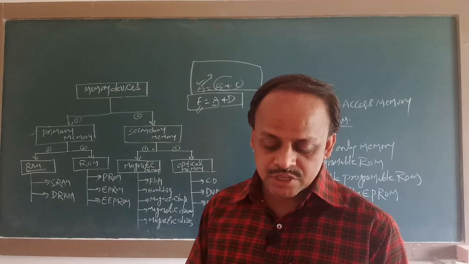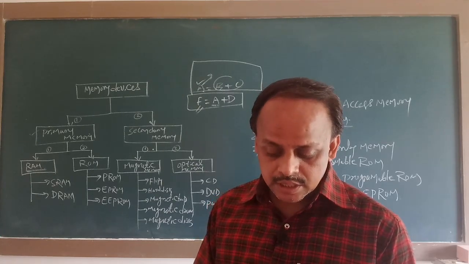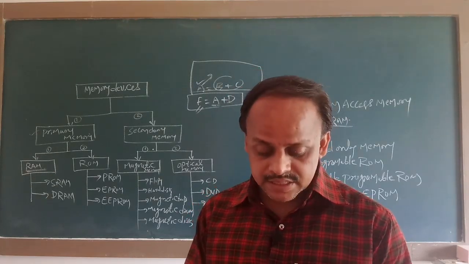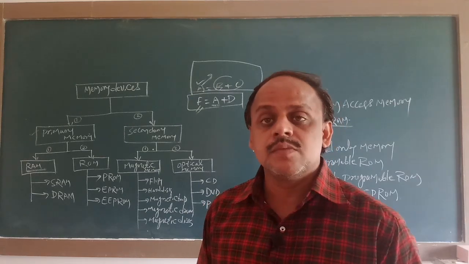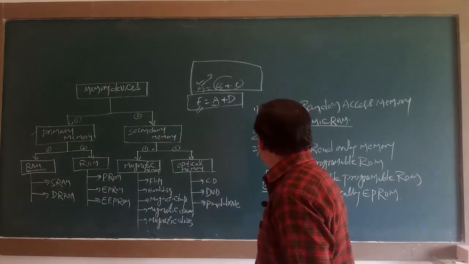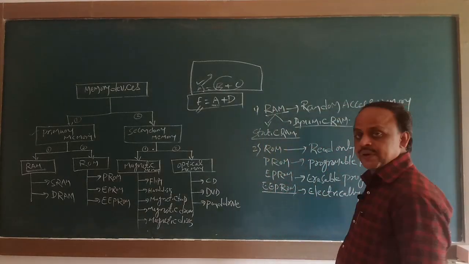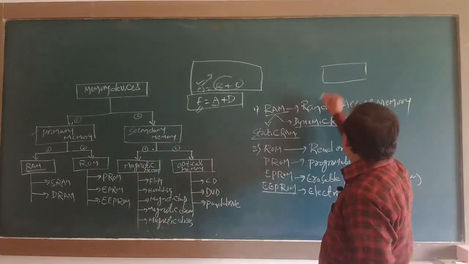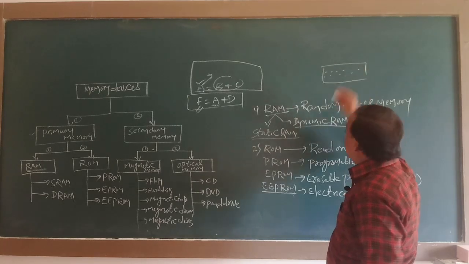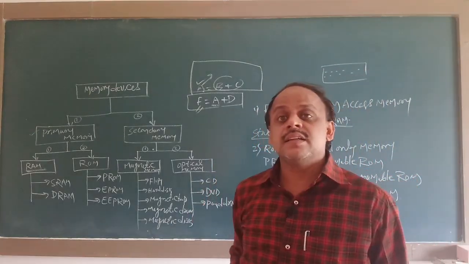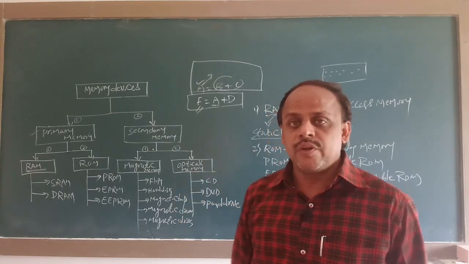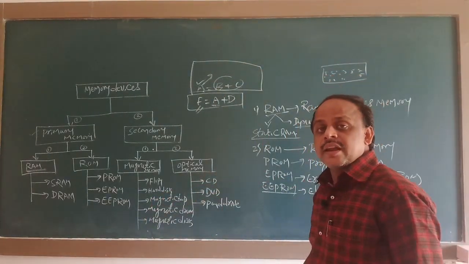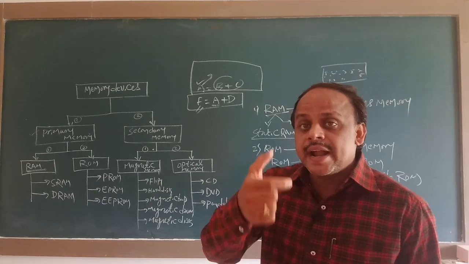That is, the information stored in a RAM memory location can be accessed directly without scanning it sequentially. Hence, it is called random access memory. Let us assume this is a RAM and these are the memory locations inside the RAM. Each memory location has some address. For example, this is 1, this is 2. RAM stands for random access memory.